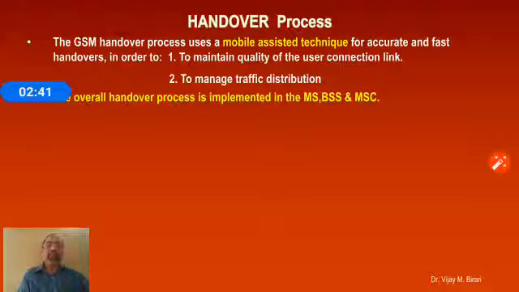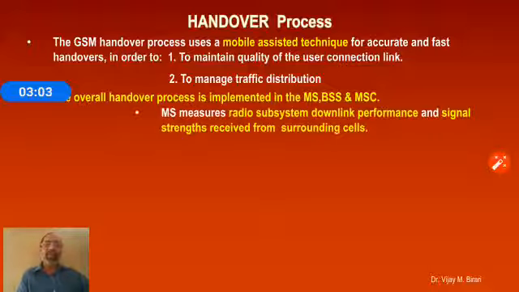Handover process. The GSM handover process uses mobile assisted techniques for accurate and fast handover, to maintain the quality of the user connection link and to manage the traffic distribution. The overall handover process is implemented between MS, BSS and MSC. So the required information is collected by all the 3 stages.